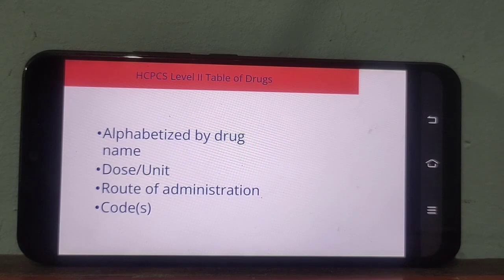So in our ICD also we have a table, that table is to report the side effect or the condition of the drug. What problem arises when a patient takes the drug? So that table indicates the condition of the drug, that means the side effect of the drug. But this table indicates the cost of the drug.